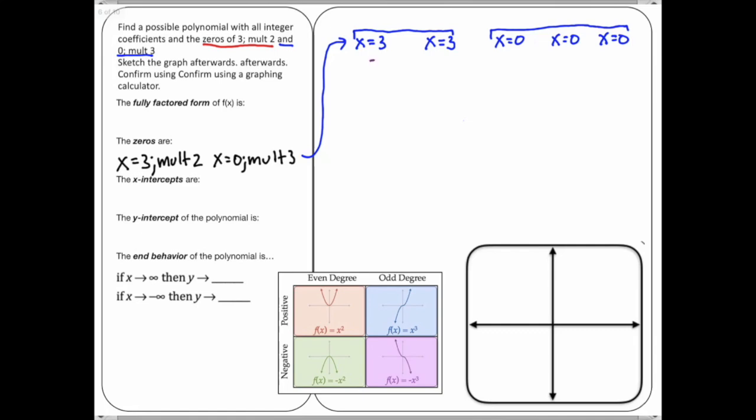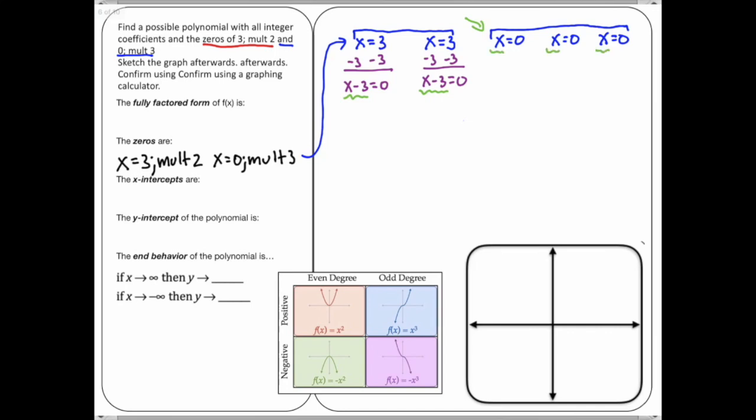So that means I'm going to subtract 3 from each side. I get x minus 3 equals 0. And this one is going to work out the exact same way. And I get x minus 3 equals 0. And the zeros over here, these are already set equal to 0. So all of these are going to be our fully factored form.